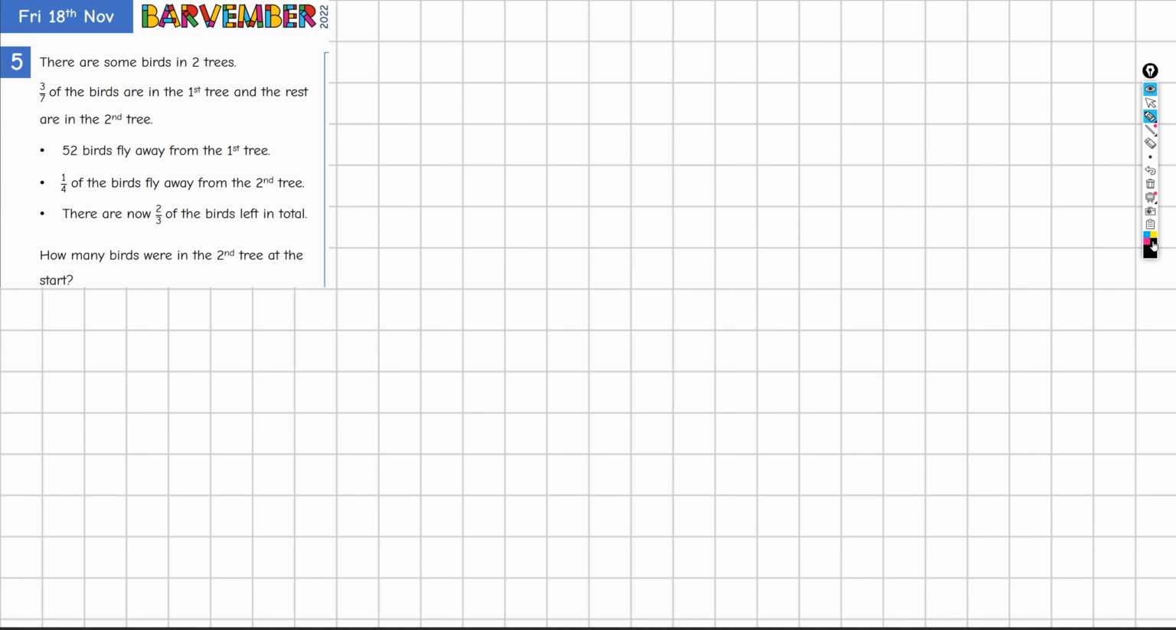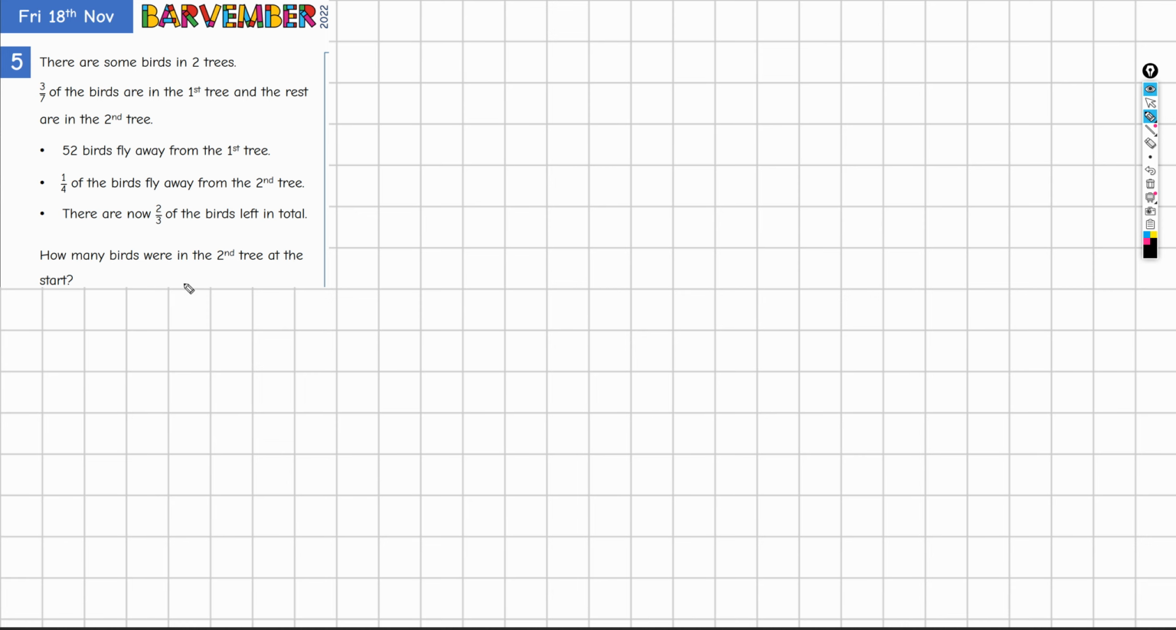Okay, here is a neat little question. There are some birds in two trees. 3/7 of the birds are in the first tree and the rest are in the second tree. 52 birds fly away from the first tree. A quarter of the birds fly away from the second tree, and there are now 2/3 of the birds left in total. And we're asked how many birds were in the second tree at the start.